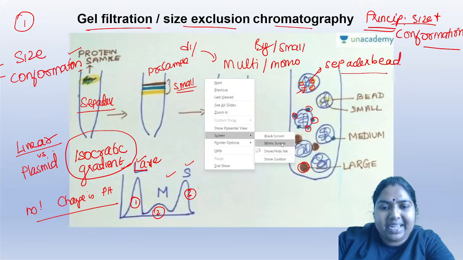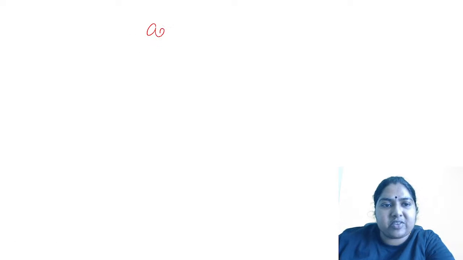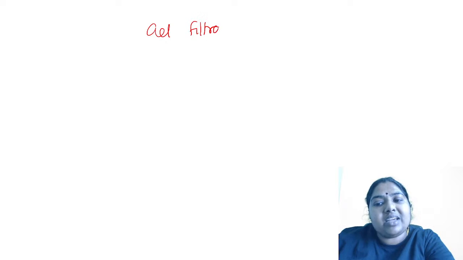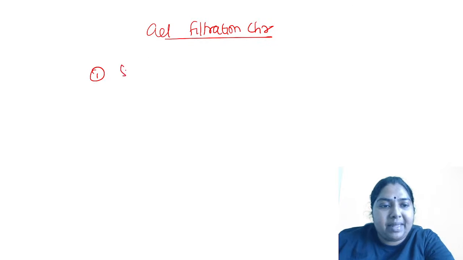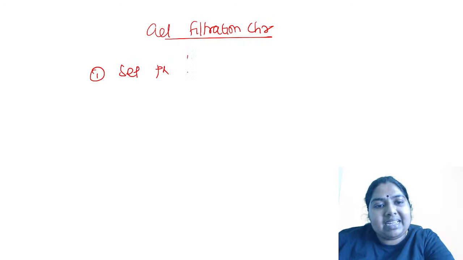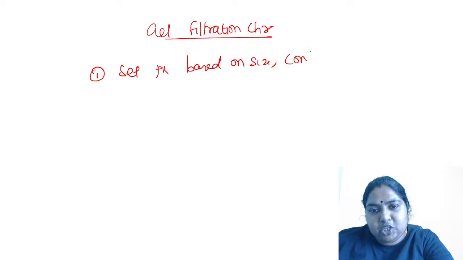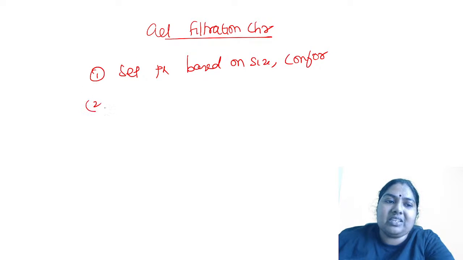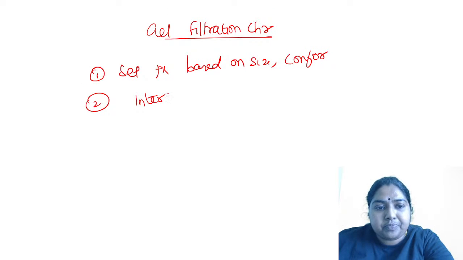We'll make one more quick recap about this gel filtration chromatography. This gel filtration chromatography is meant for separating the proteins based on size as well as conformation. Okay, so what is going to be the interpretation?